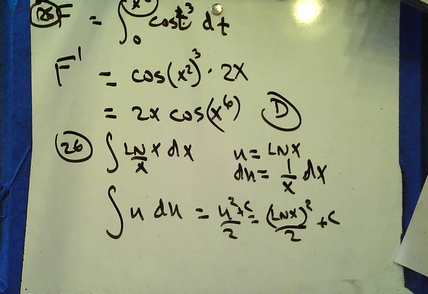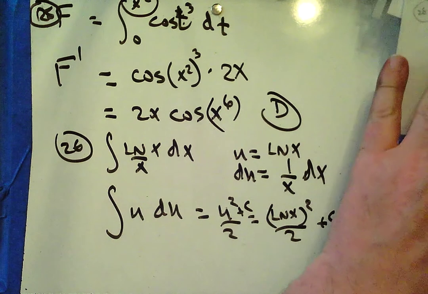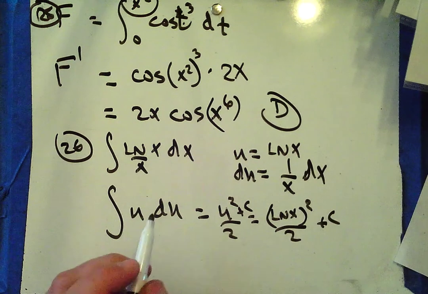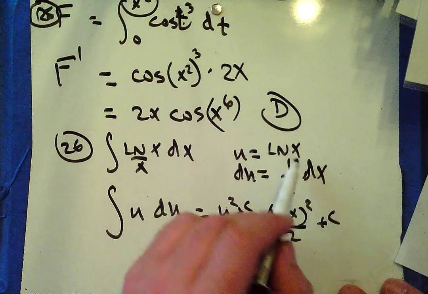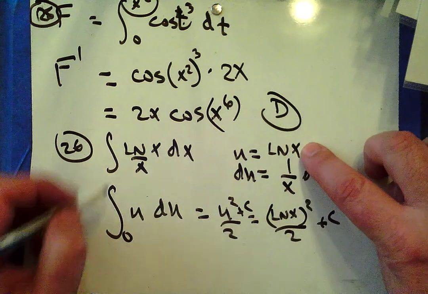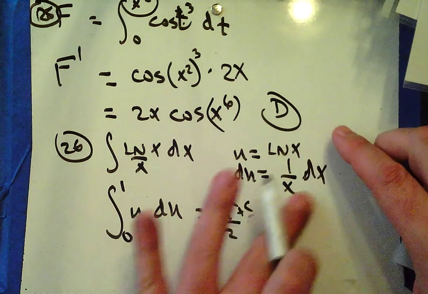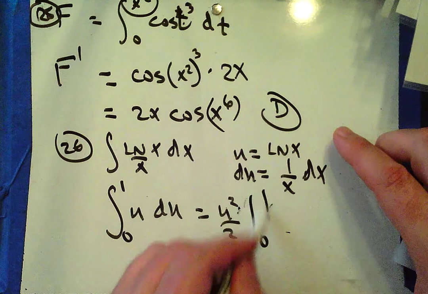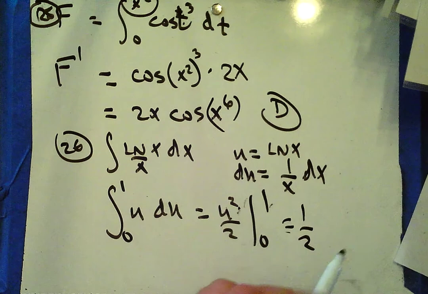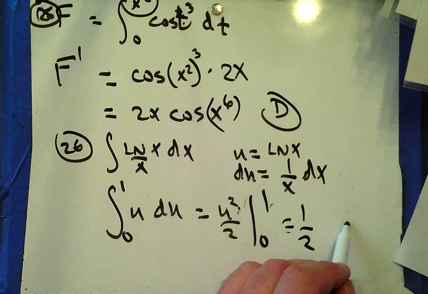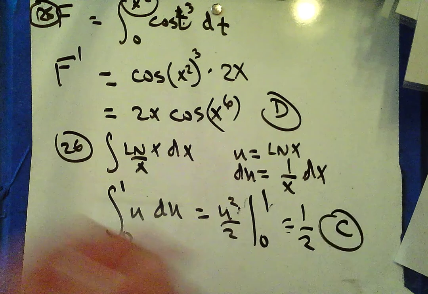And we're going from 1 to, I imagine that's e, but I can't actually read it. 1 to e, yes. In fact, I'm just going to go with u bounds, and if I plug in a 1 here, I get 0. If I plug in an e here, I get 1. And so I'm just going to evaluate this from 0 to 1 and get 1/2 that way. So that's my choice C. C for number 26. Okay, 27.